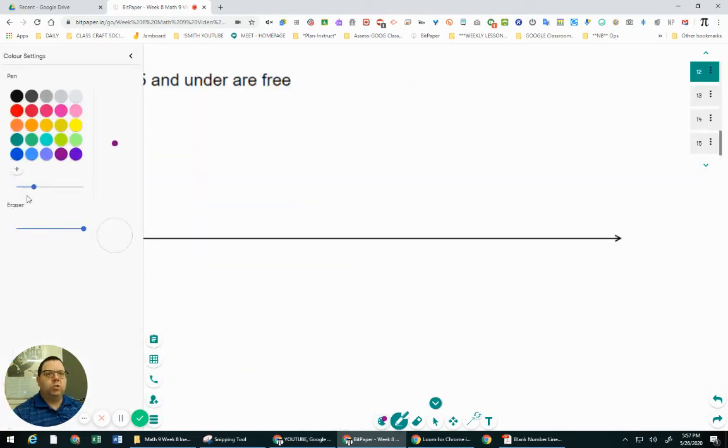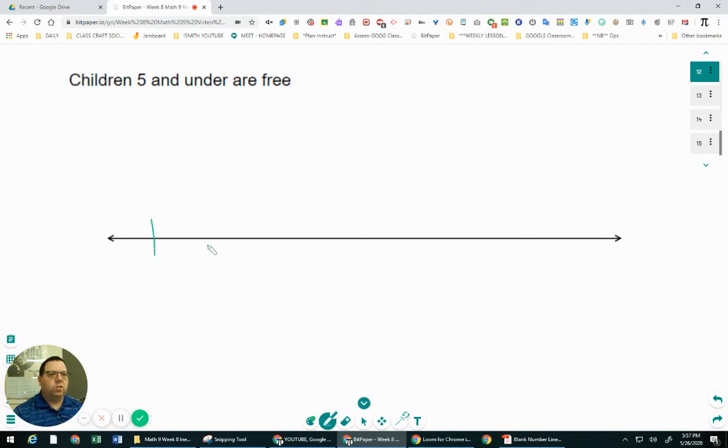Okay, children under the age of 5 are free. Okay, let's just tick this off. Okay, let's put 5 over here. 6, 7, 4, 2, 1. Children 5 and, there's your key, and under are free.